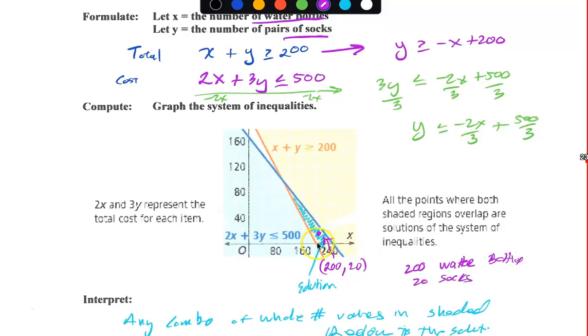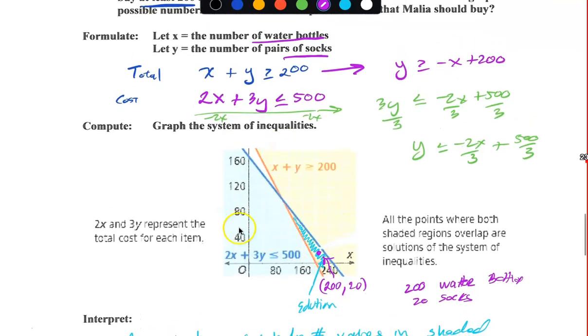It looks like I could buy 0 socks and buy all water bottles, or a point over there where I buy 40 socks and fewer water bottles, right? Anything in this little area here is a solution. And that's how it works with inequalities. And that's the lesson.